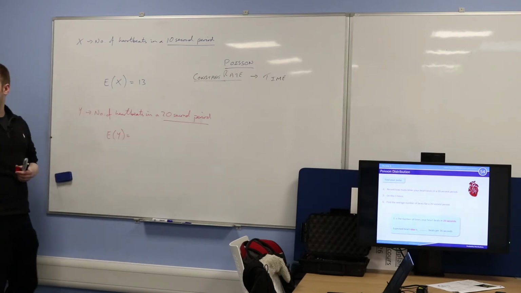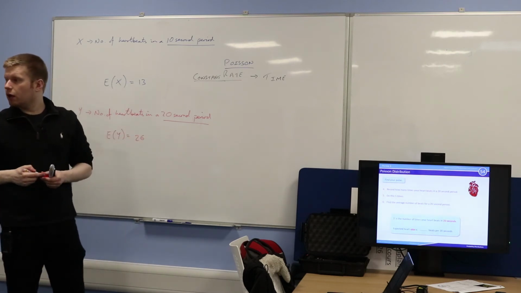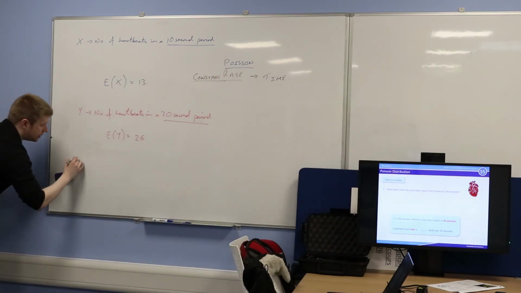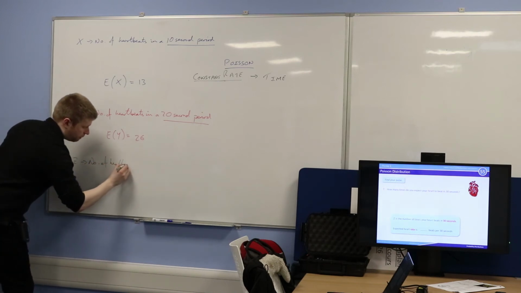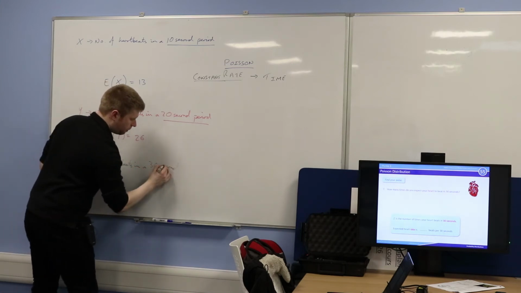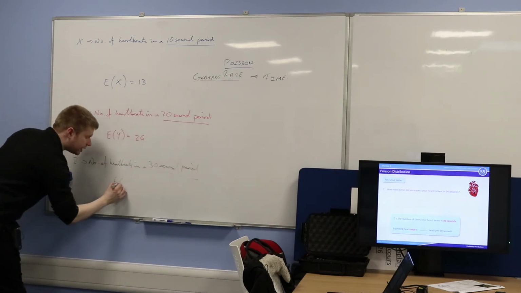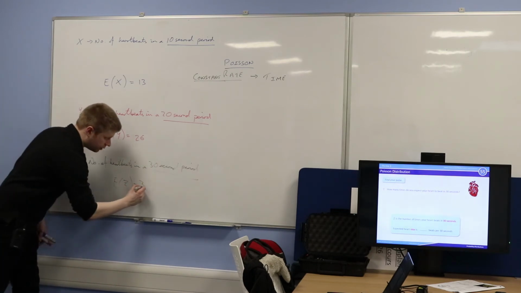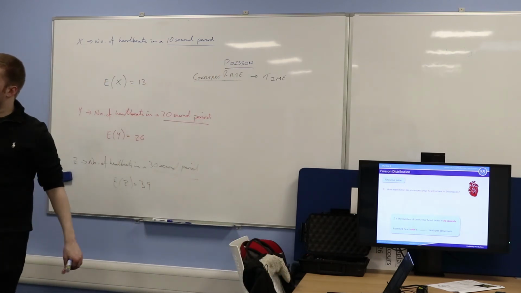Given the expectation of x is 13, it's just that times 2, right? Which is 26. If I wanted to change it again, not to a 20-second period, but a 30-second period, let's say z is the number of heartbeats in a 30-second period. So now it's 30 seconds. What would the expectation of z be? 39. Fantastic.